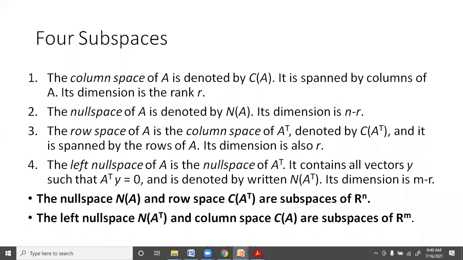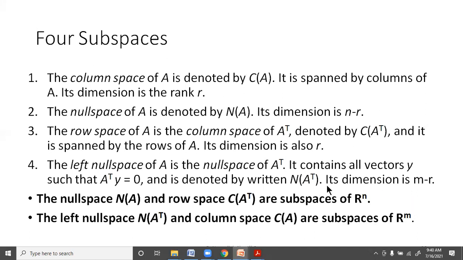Whether you have A or A transpose, the dimension is not going to change. So it contains all the vectors y such that A transpose y is equal to 0 and is denoted by the symbol N of A transpose. Its dimension is M minus R, because rows become columns and columns become rows here.